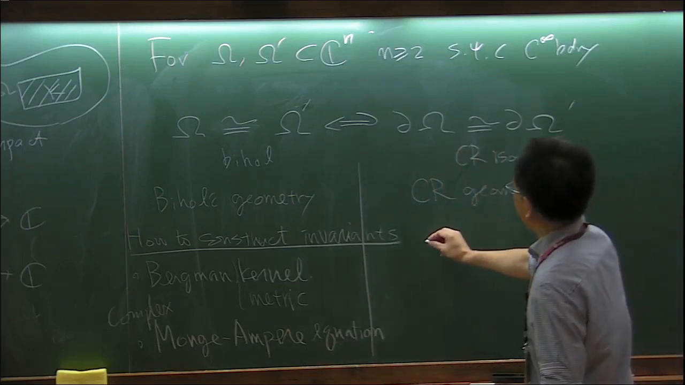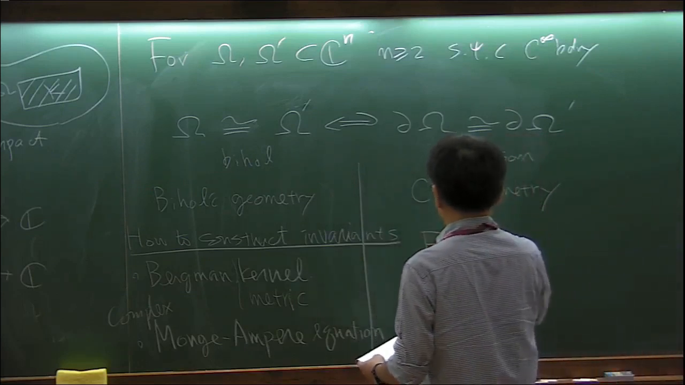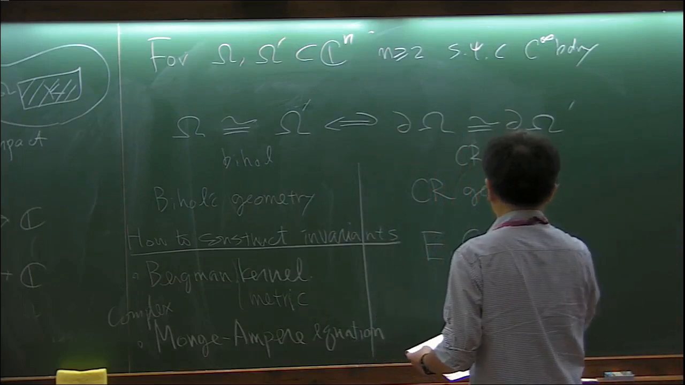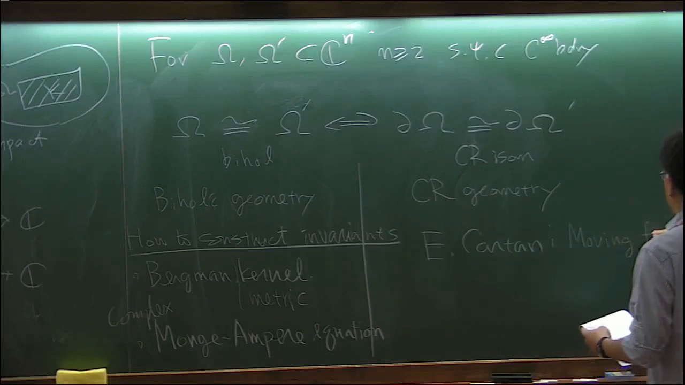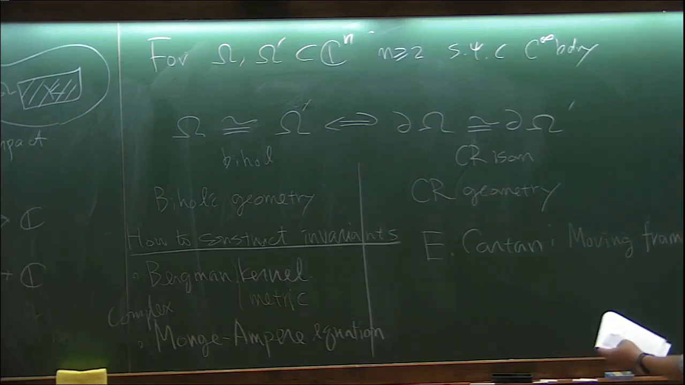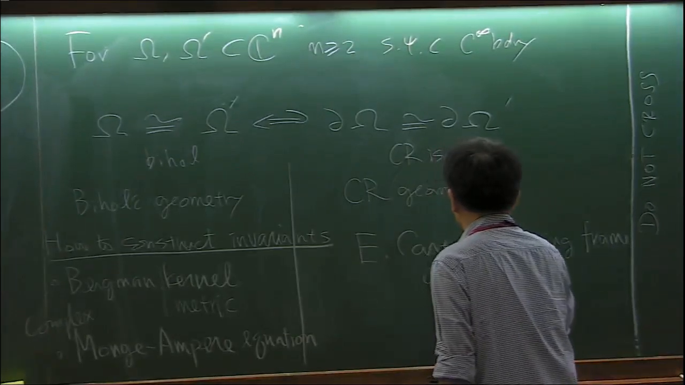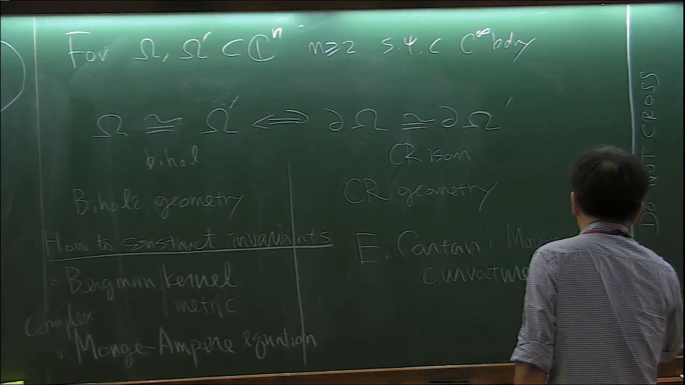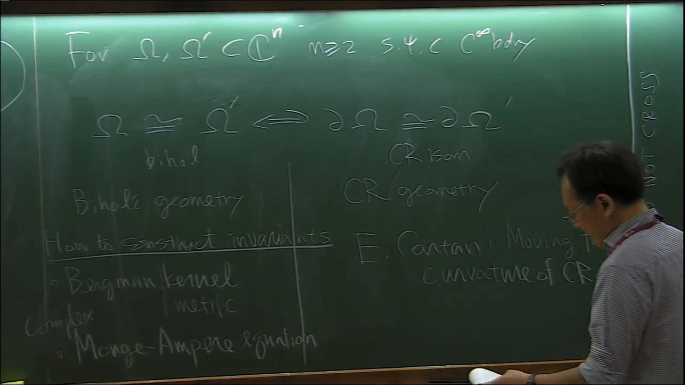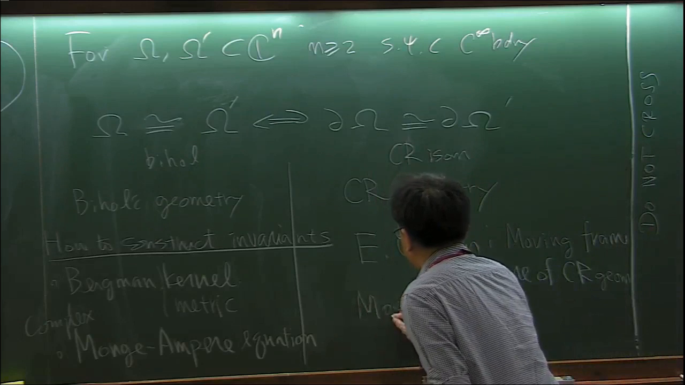Okay, so in the CR case, the geometry goes back to Élie Cartan. He used moving frame methods, and this defines curvature of CR geometry. And also there's Moser's normal form.